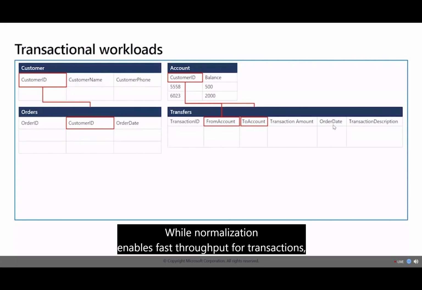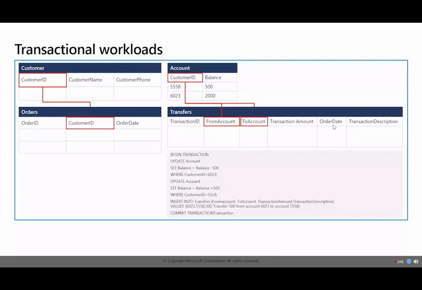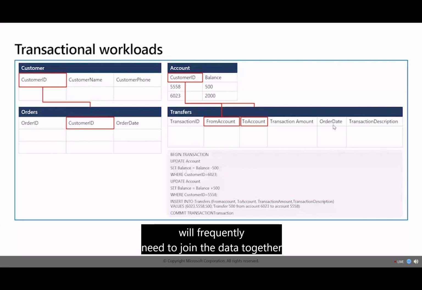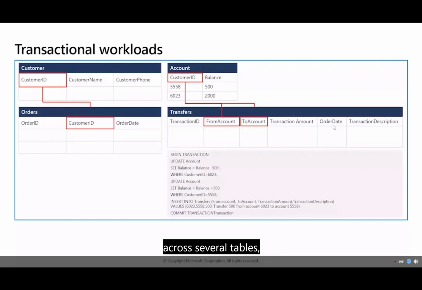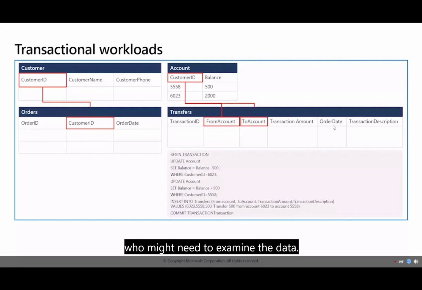While normalization enables fast throughput for transactions, it can actually make querying quite complex. Queries involving normalized tables will frequently need to join the data together across several tables to be able to execute that query. And so this can make it quite difficult for business users who might need to examine the data.